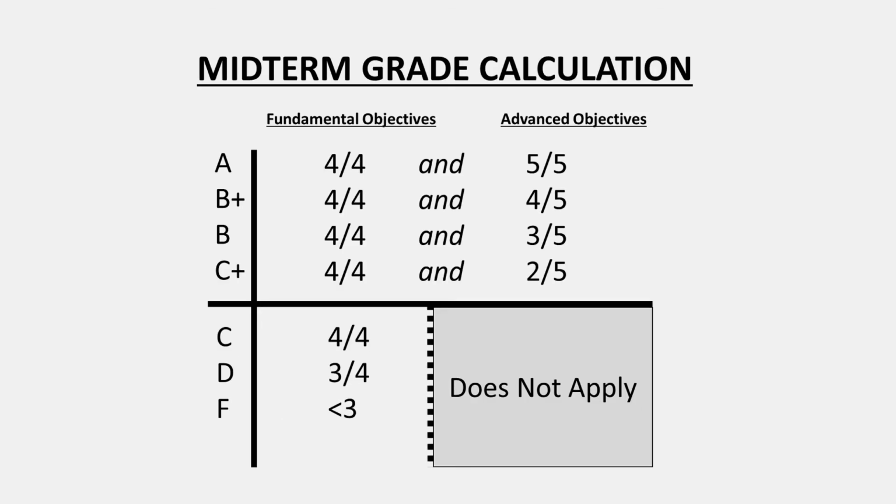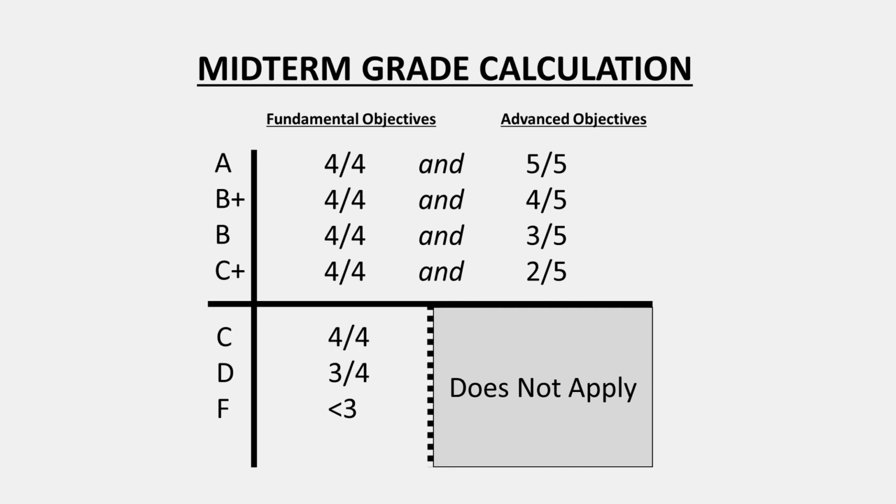Here's a diagram showing the way that midterm grades will be calculated. So as previously mentioned, the fundamental objectives represent the bare minimum. By the time we have reached the midterm of the course, we will have covered 4 fundamental objectives. Therefore, in order to earn at least a C, you must have mastered those 4 fundamental objectives. If you have mastered 3 at the midterm, you will be given a D in Banner for your midterm grade. If you have mastered less than 3, you will receive an F for your midterm grade.